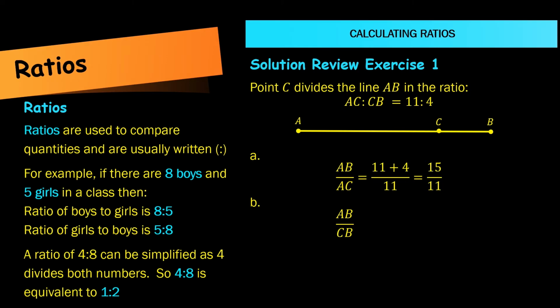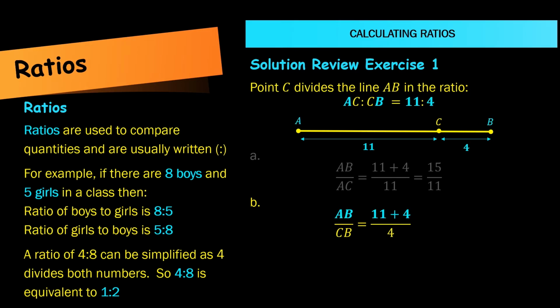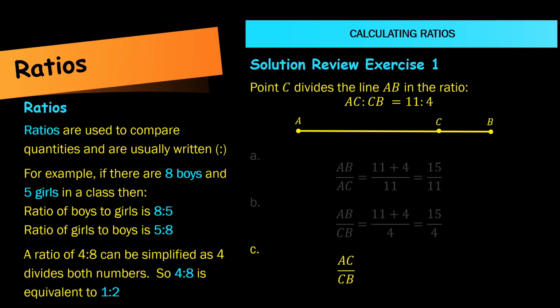And now for AB over CB. So AB is equal to 11 plus 4, and CB is equal to 4. So AB over CB is 15 over 4. And finally AC over CB. This is equal to 11 over 4.